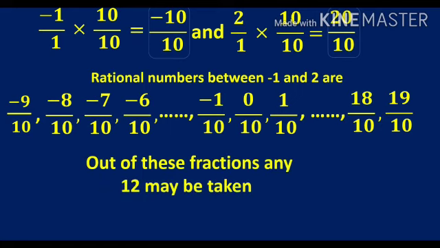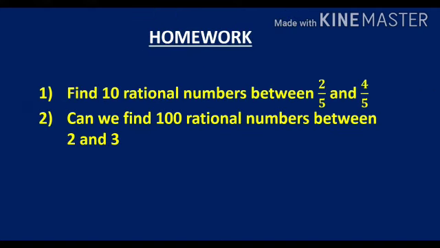So interesting, isn't it? So why do we wait? Do the homework given. Find 10 rational numbers between 2 by 5 and 4 by 5, and see whether you can find 100 rational numbers between 2 and 3 and see whether you can find more number of fractions.